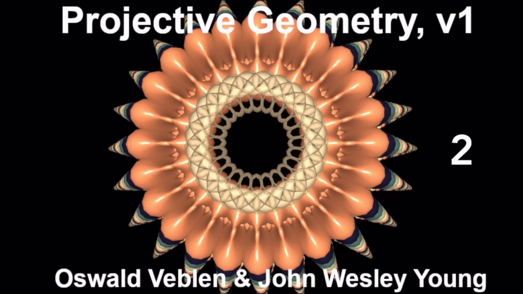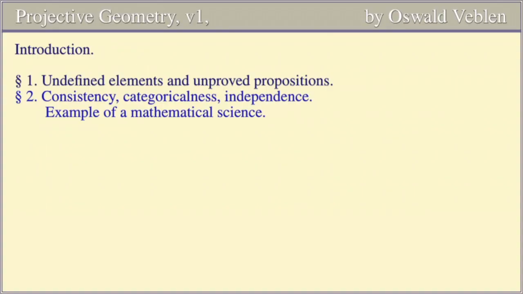Projective Geometry, Volume 1, by Oswald Veblen and John Wesley Young. Section 2: Consistency, Categoricalness, Independence. Example of a mathematical science.